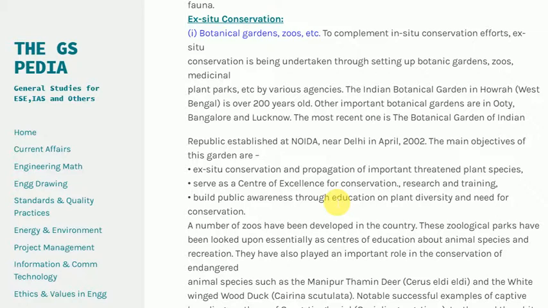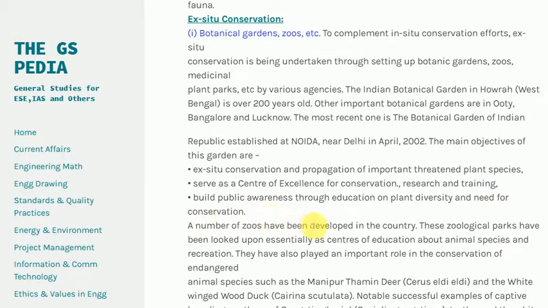The most recent one is the Botanical Garden of Indian Republic, established at Noida, near Delhi in April 2002. The main objectives of this garden are ex situ conservation and propagation of important threatened plant species, to serve as a center of excellence for conservation research and training, and to build public awareness through education on plant diversity and the need for conservation.